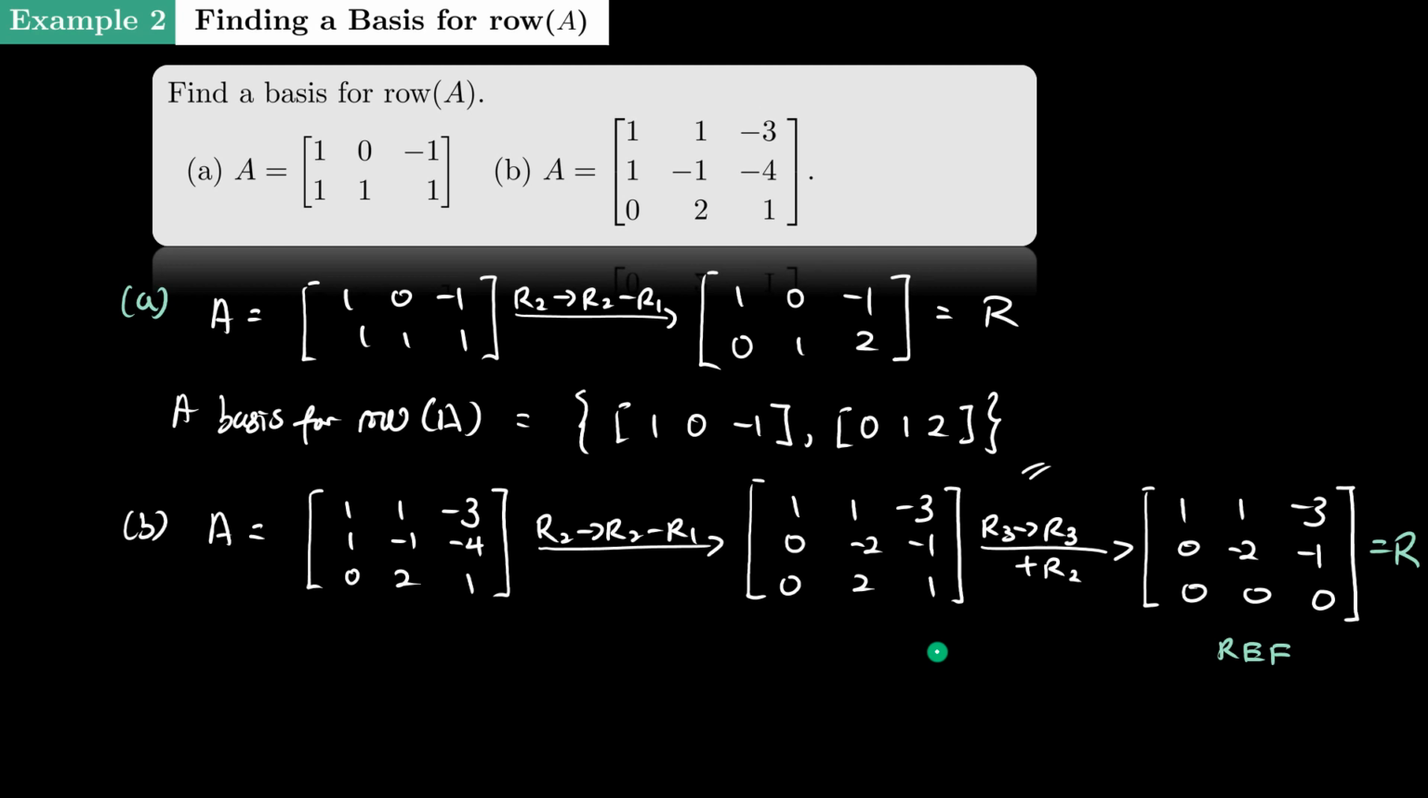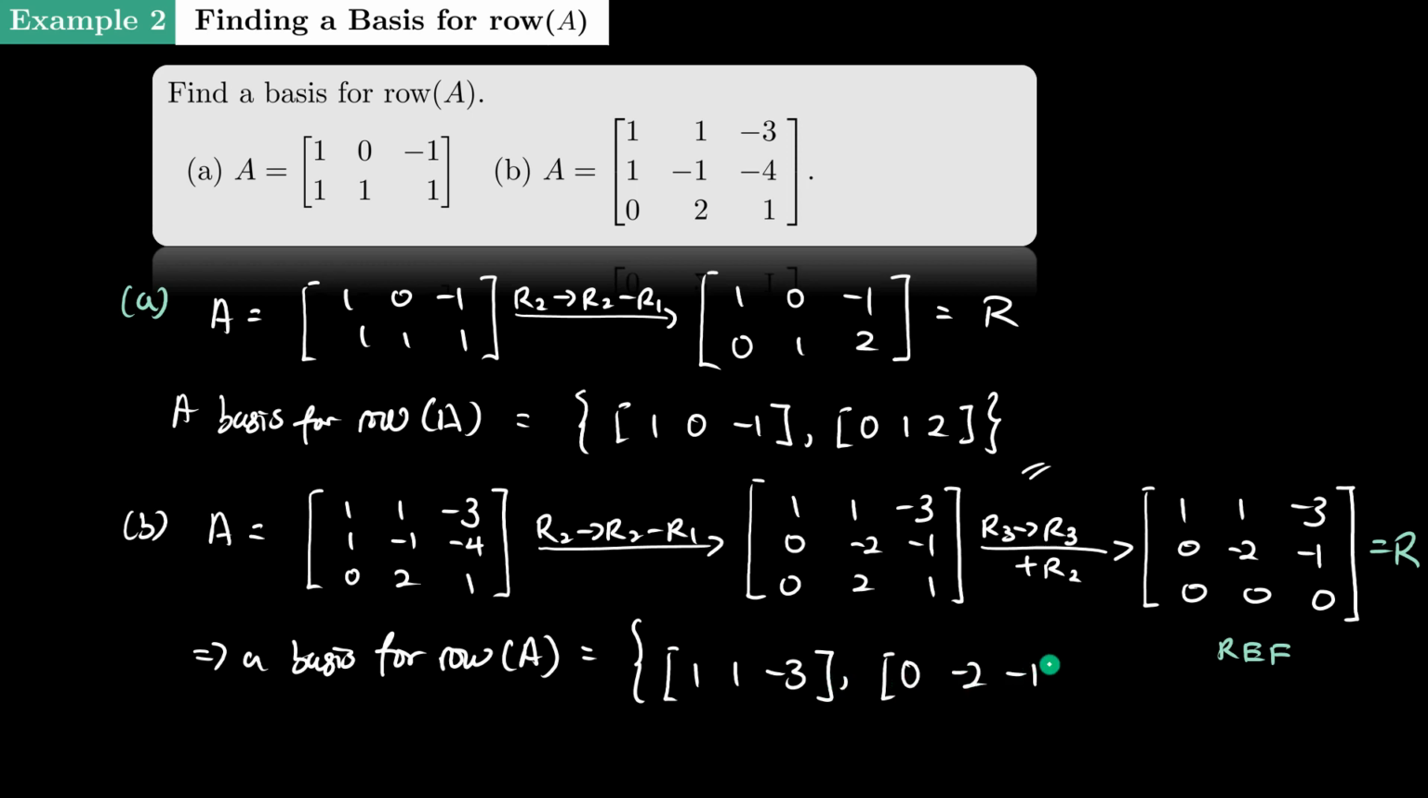So once again, we can conclude that a basis for row space of A is equal to the non-zero rows, which are the first two rows: 1, 1, minus 3, and 0, minus 2, minus 1. So that's our answer for part B.